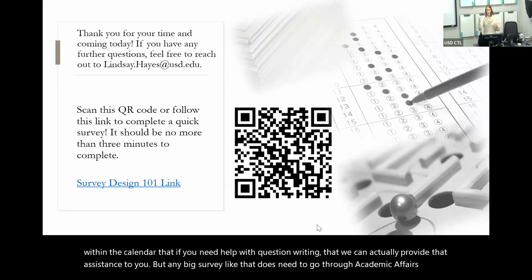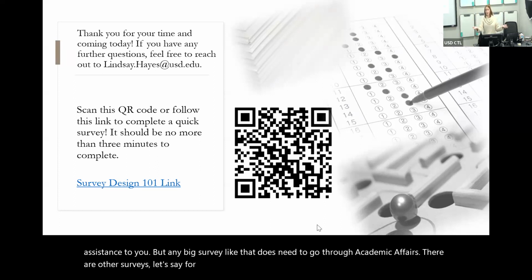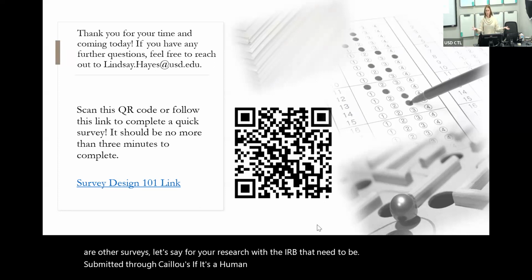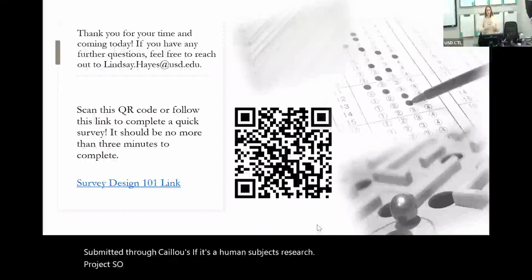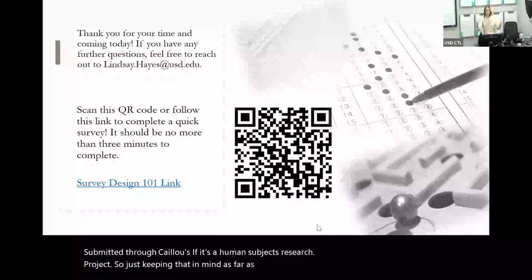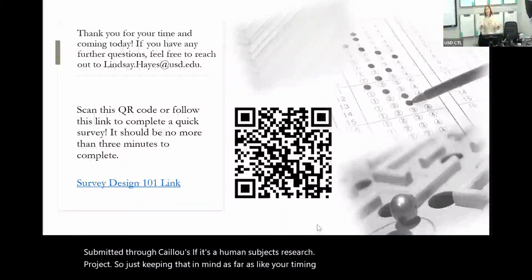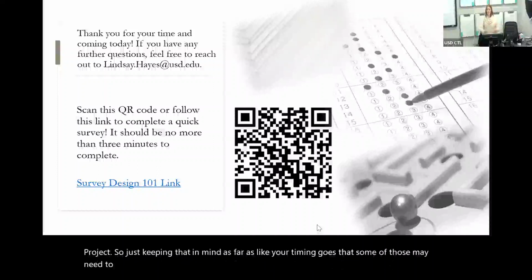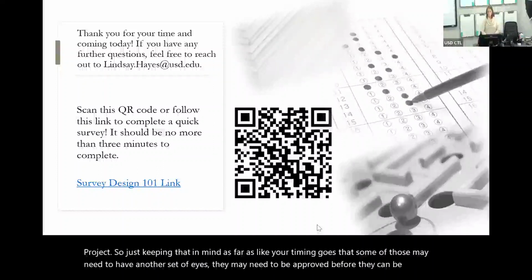There are other surveys, let's say for your research with the IRB, that need to be submitted through Cayuse if it's a human subjects research project. So just keep that in mind as far as your timing goes, that some of those may need another set of eyes. They may need to be approved before they can be submitted. Great question.